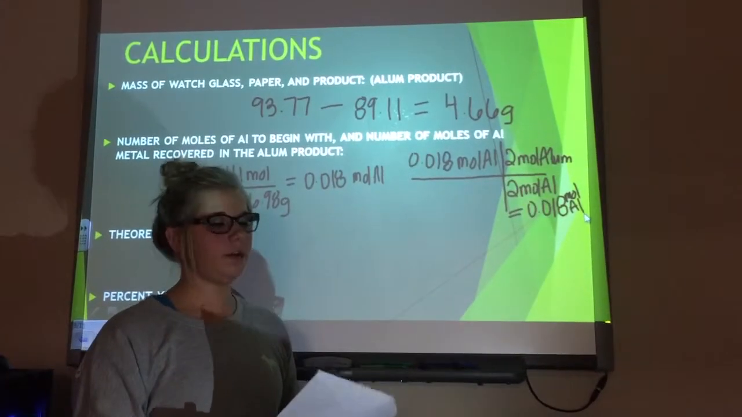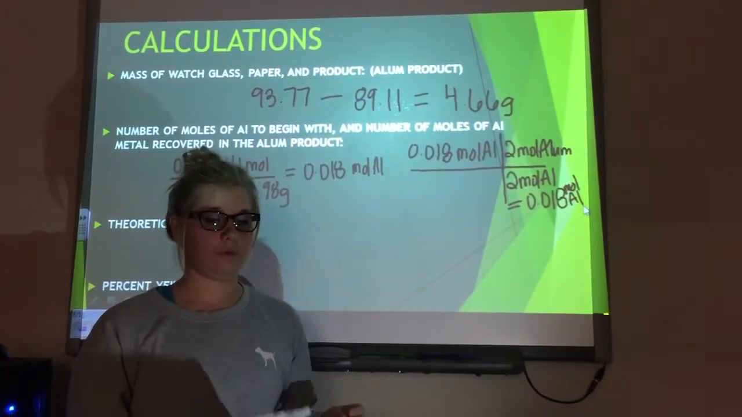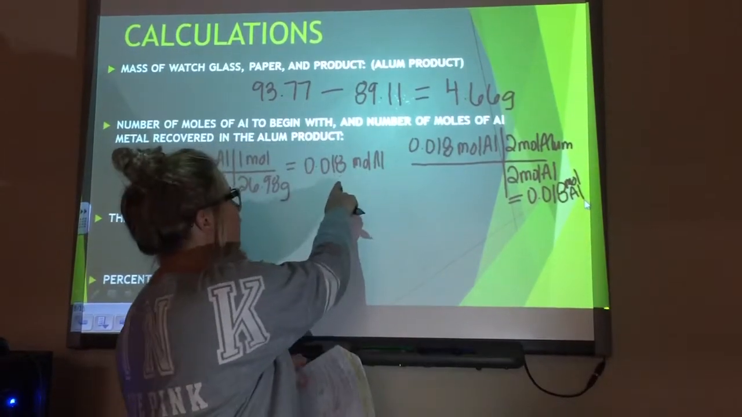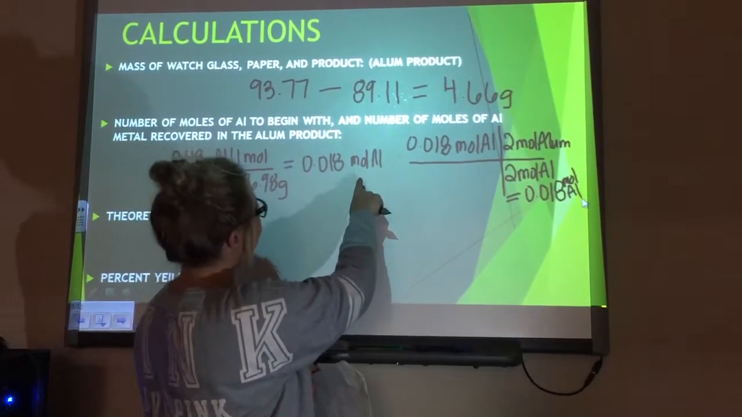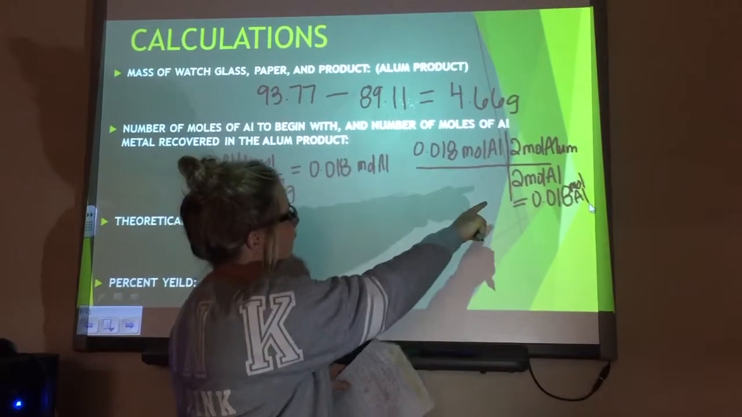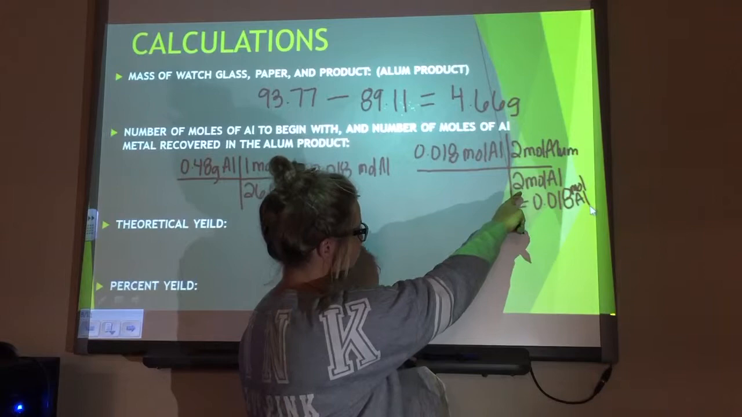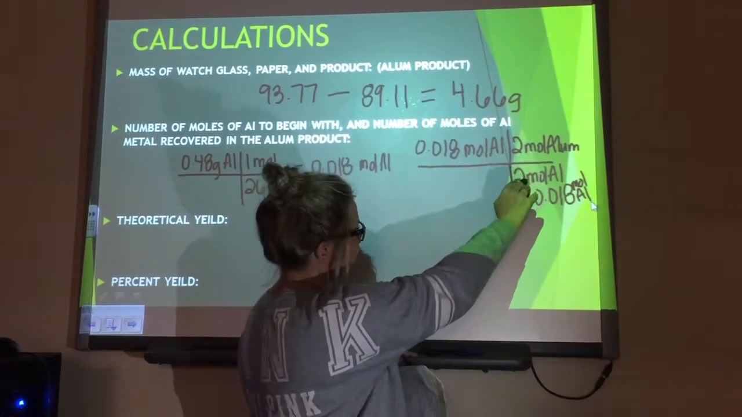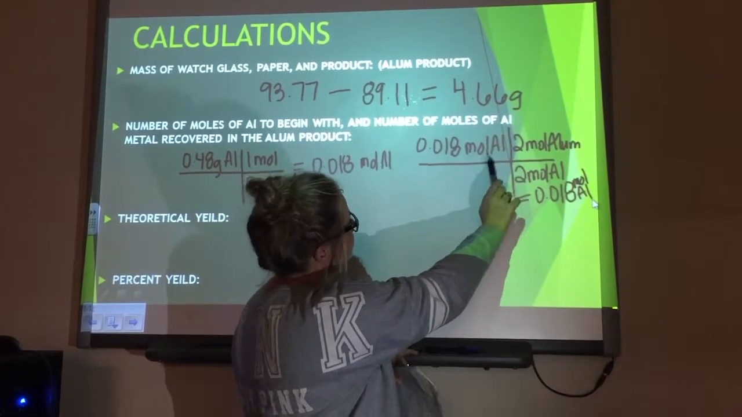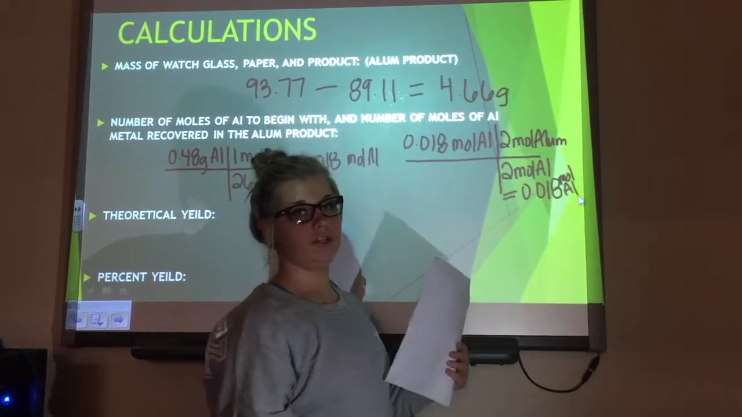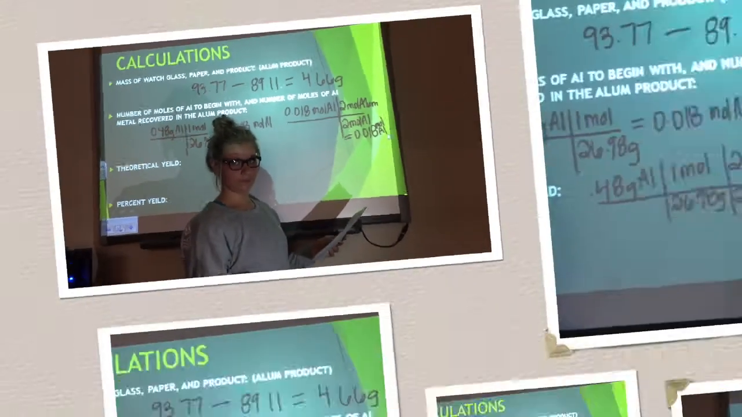To get the number of moles of aluminum that we recovered, you take your 0.018 moles of aluminum, and then 2 moles of the alum is equal to 2 moles of aluminum. And this is just going to equal 1. So then when you multiply that out, you're going to get the same thing, which is good because you get the same number that you started with.